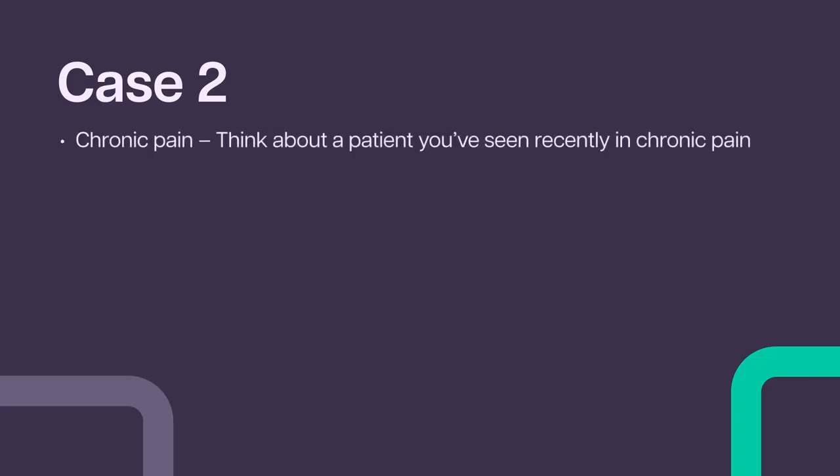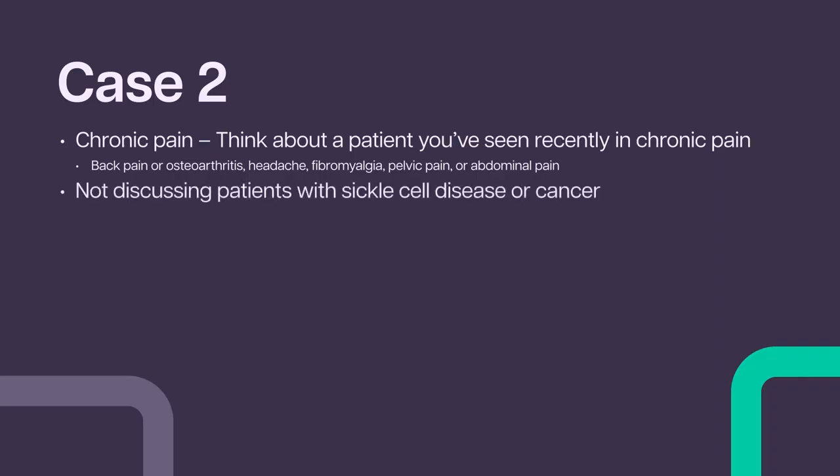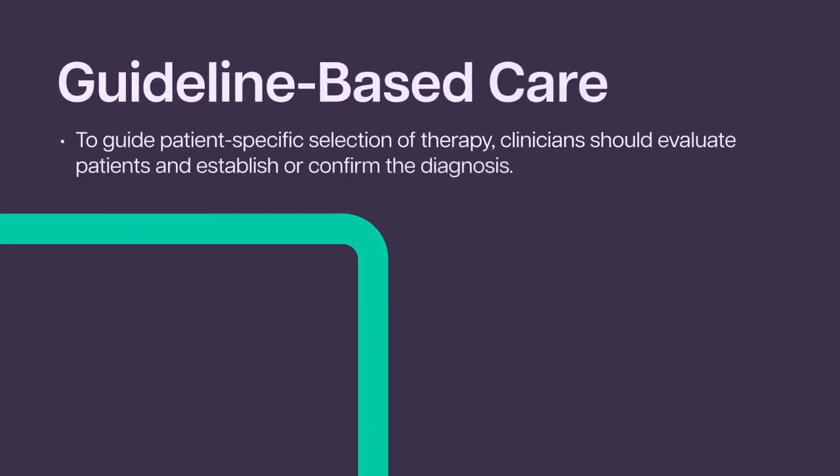Now, let's take a second to consider a different case. Again, I'd like you to think about a patient you've seen recently, this time a patient with chronic pain. Maybe they have back pain or osteoarthritis, maybe it's headache or fibromyalgia, pelvic pain, or abdominal pain, but some chronically painful condition. I would point out here, though, that for our purposes, we're not going to be discussing chronically painful conditions where opioids are the standard of care, the two most prominent examples being sickle cell disease and cancer. So when seeing a patient like this, what is your first step?